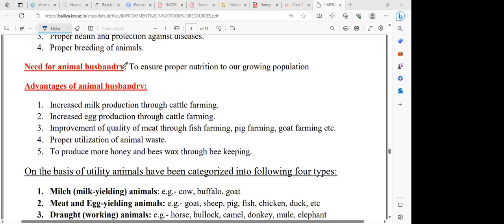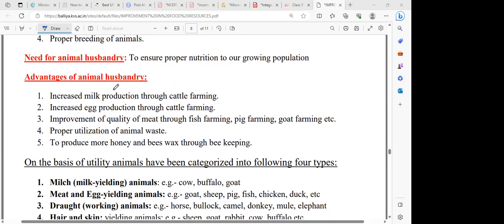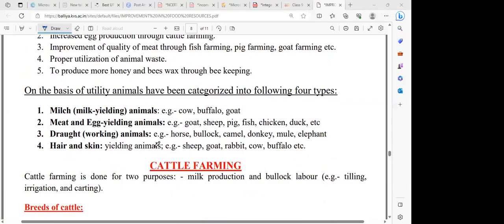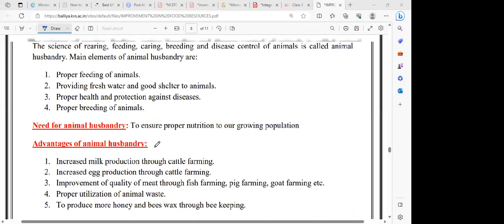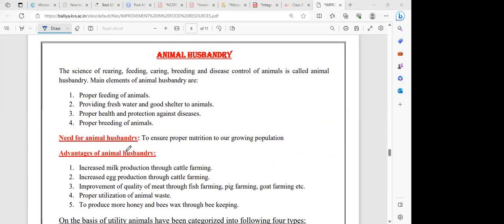Now, ma'am, what is the need for animal husbandry? To ensure proper nutrition for our growing population, right? Advantages: increased milk production through cattle farming, increased egg production through poultry farming, improvement of quality of meat through fish farming, pig farming, goat farming, proper utilization of animal waste, and to produce more honey and beeswax through beekeeping and all that. Clear? Yes, ma'am. So you can only write this: what is animal husbandry, what is the need, and what are the advantages?